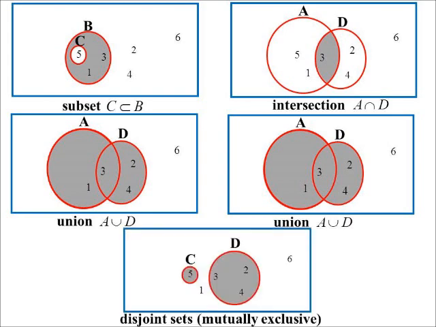Okay, and then disjoint sets, they're the ones that yesterday I was talking about in probability we called mutually exclusive. They have nothing in common, it can't happen at the same time. So C and D would be mutually exclusive sets.